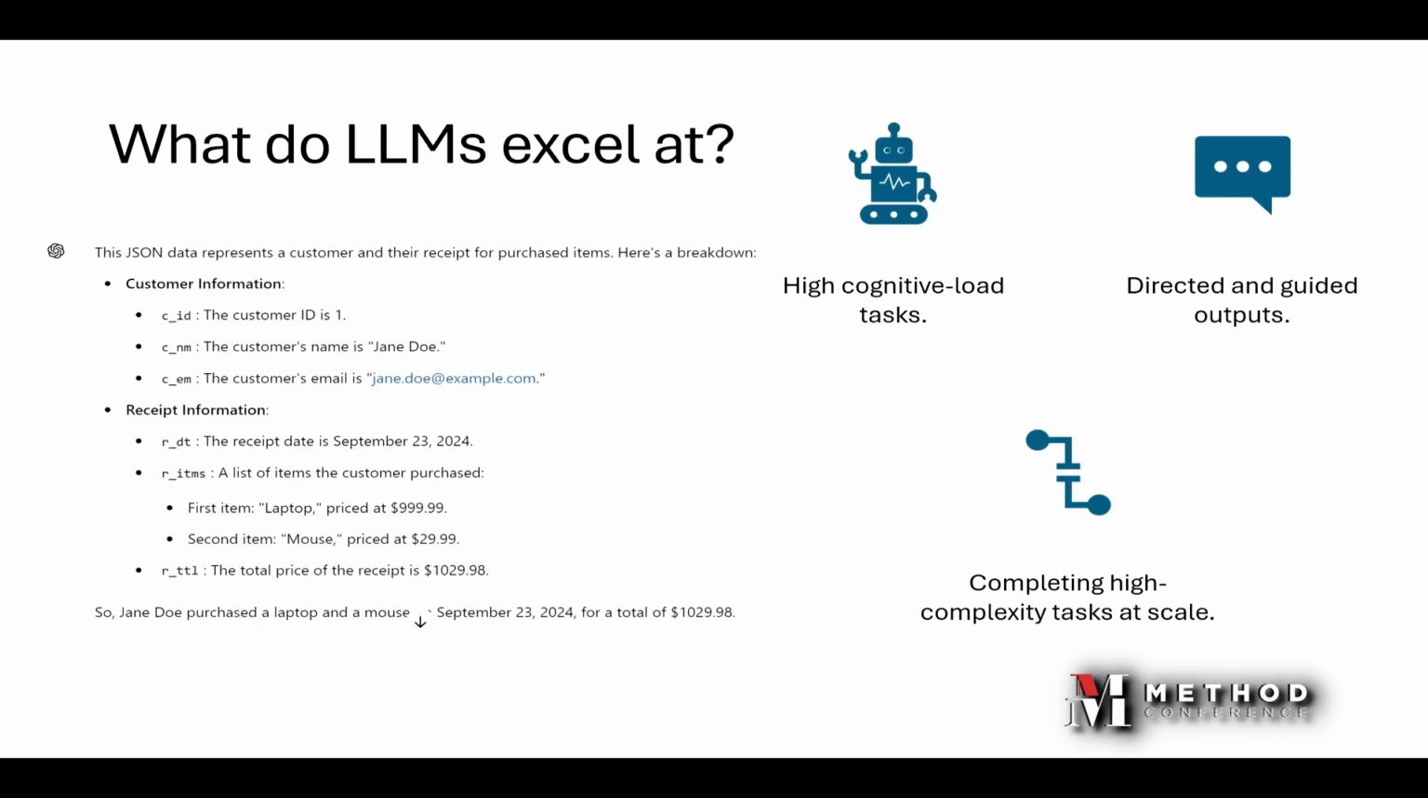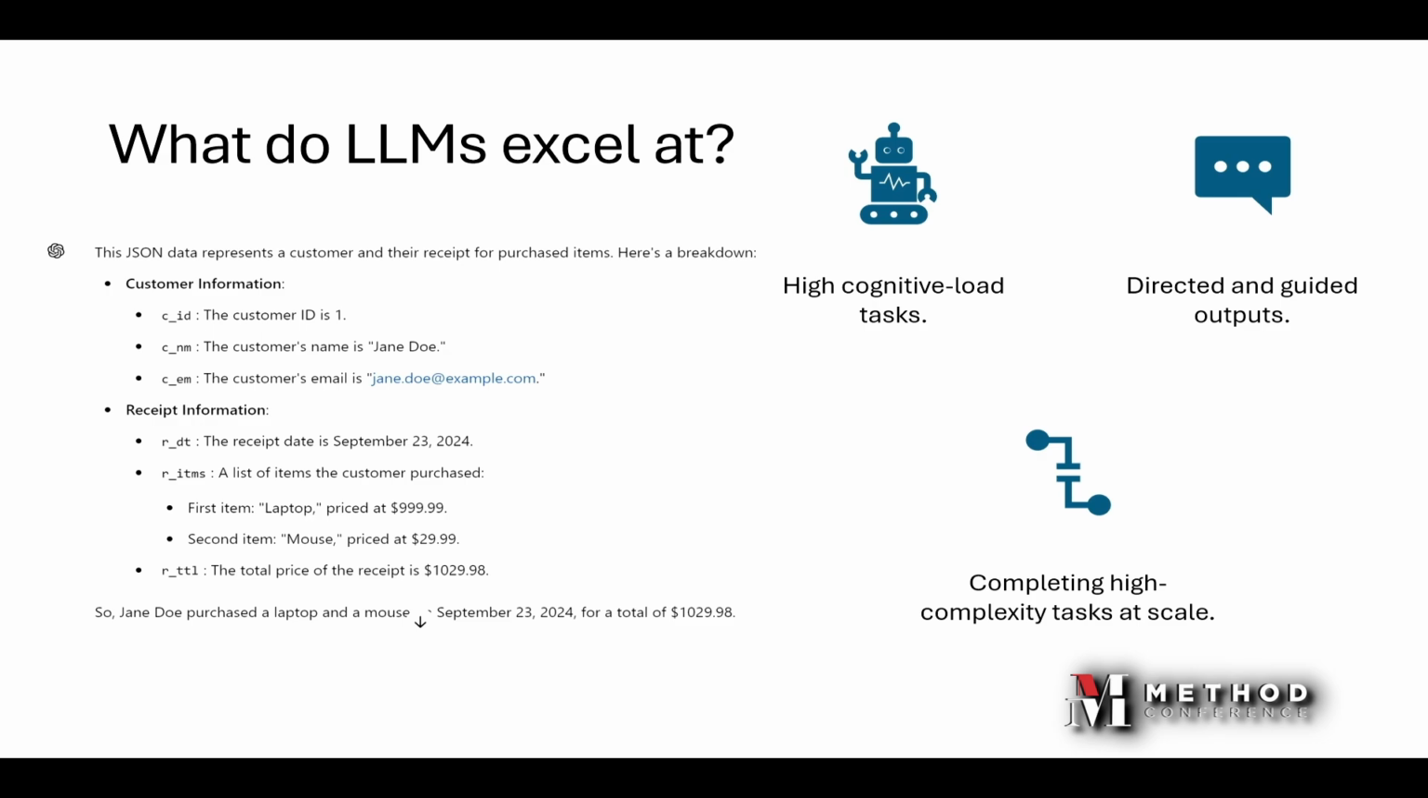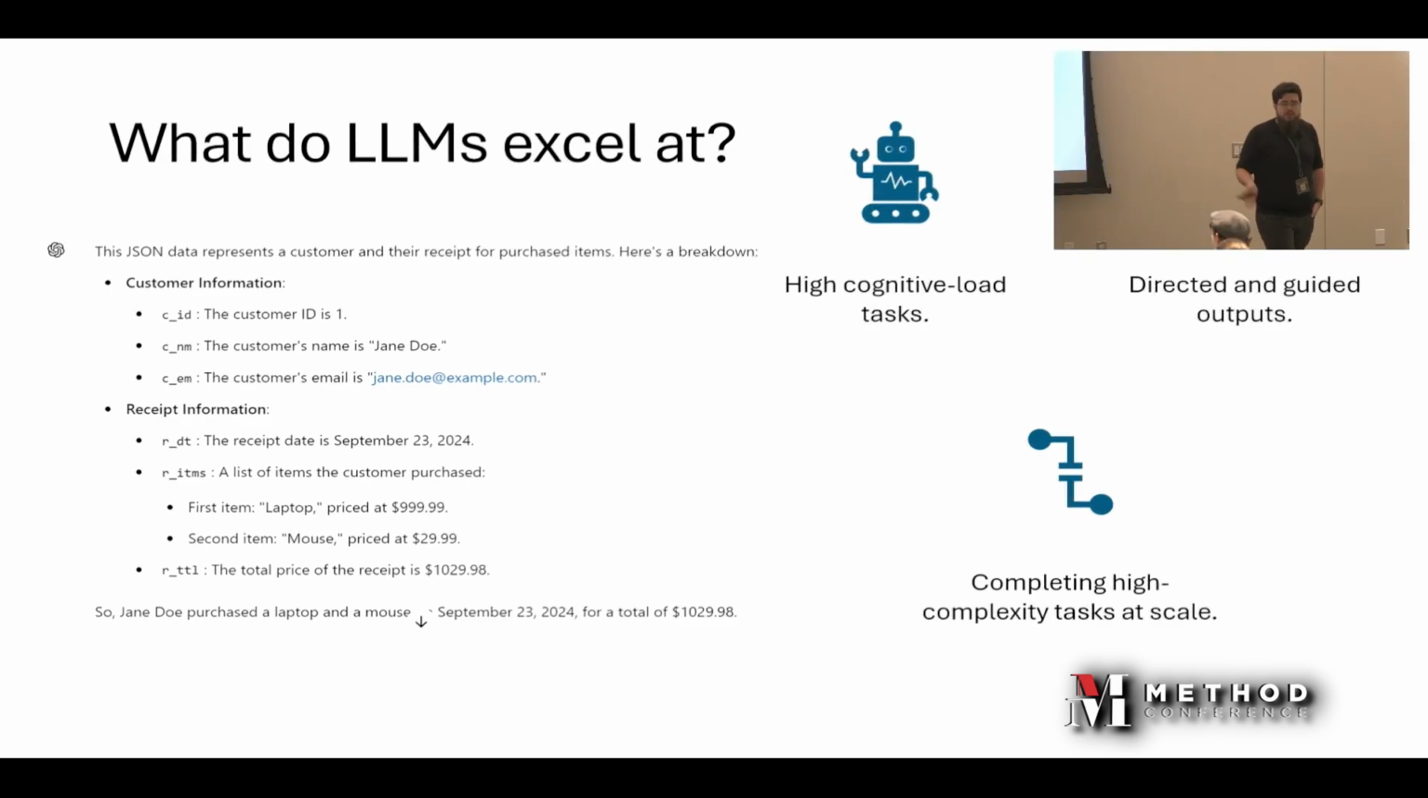So what do they excel at, right? If you look at this JSON slide, I'll give you one chance to look at it. We have a name, a phone number, a receipt with items, right? So I asked it, can you please summarize that? We just went from structured data to unstructured output, just human text.